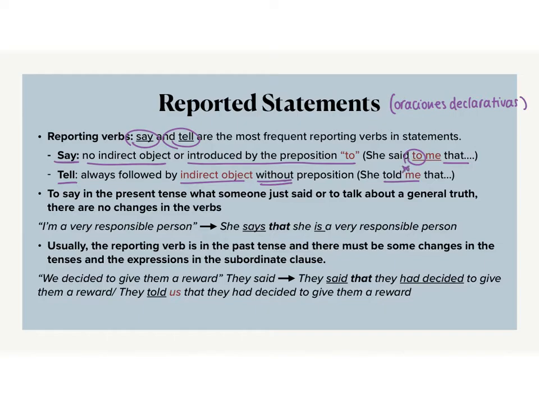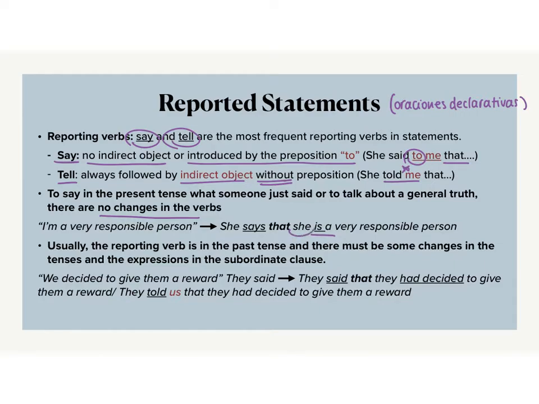That would be incorrect. To say in the present tense what someone just said or to talk about a general truth, there are no changes in the verb, as we said before. For example, "I'm a very responsible person." She says that she is a very responsible person, okay?